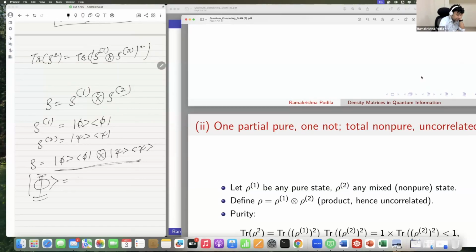So if I take this to be some state like this, then I can express rho as this, right? So if I can express it like that, then I'm able to separate them. If I express these as separate states that I can separate them, then that means they're not related. Whatever I measure on one is not related to two.